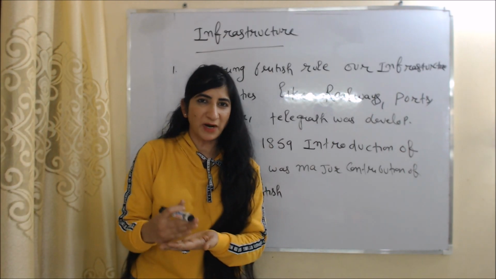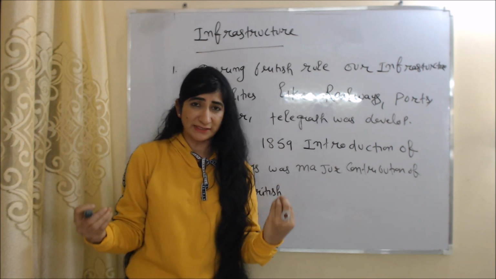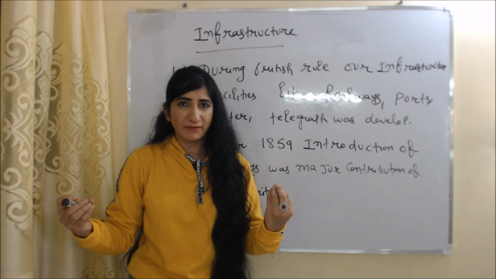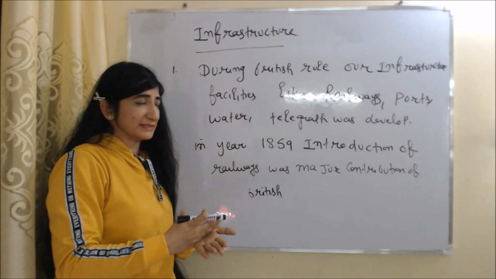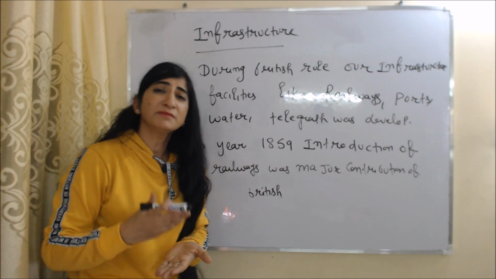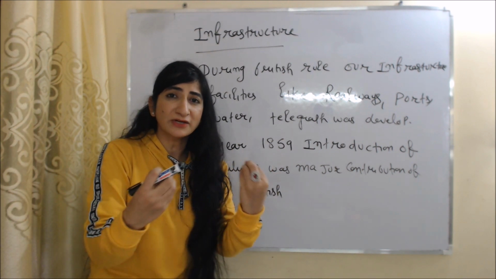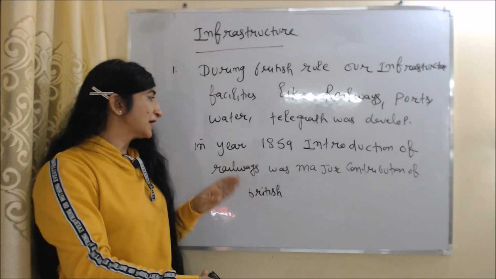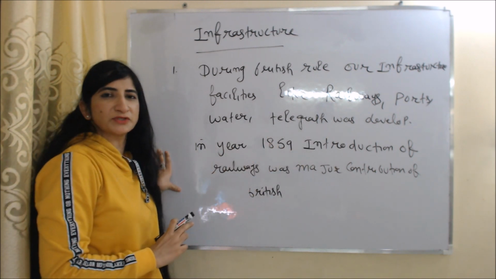Now we will see the last part of this chapter, infrastructure. Infrastructure means basic services and systems, for example transport, water, power, and communication. During British rule, infrastructure facilities like railway, port, water, and telegraph were developed. But their main purpose was not India's development. Their main purpose was British interest, so that they could easily transfer their goods from India to Britain. In the year 1859, the introduction of the railway was a major contribution of the British.